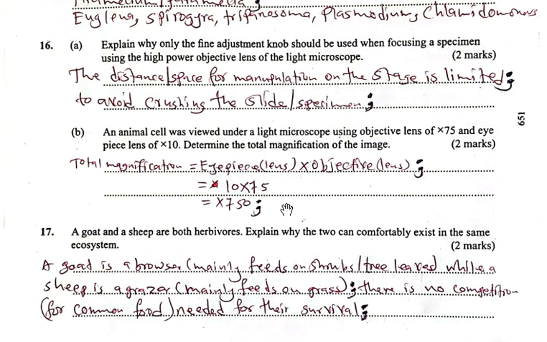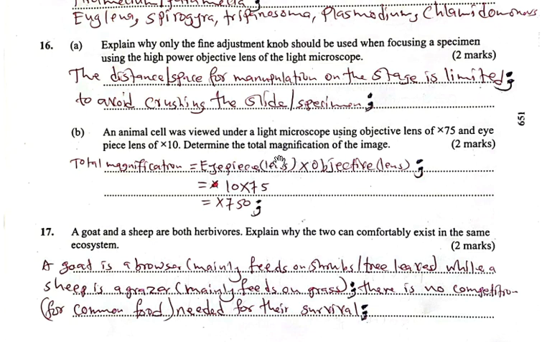Then part B, an animal cell was viewed under a light microscope using an objective lens with a magnification of times 75, and an eyepiece lens of times 10. Determine the total magnification of the image.